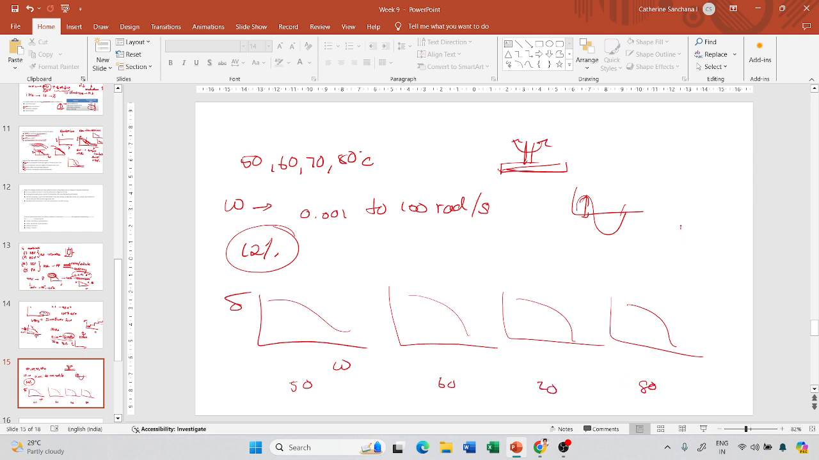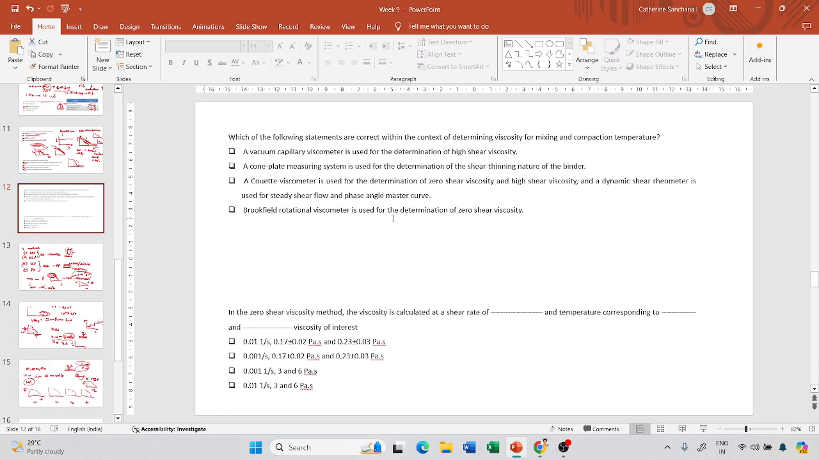Now we know what the time temperature superposition principle is for, right? So you plot a phase angle master curve against reduced frequency, and then you measure the frequency corresponding to a phase angle of 86 degrees, okay. And for that frequency, there are empirical formulas for mixing and compaction temperature. You use that frequency in the formulas to find out the mixing and compaction temperature. So these are the 4 methods, okay.